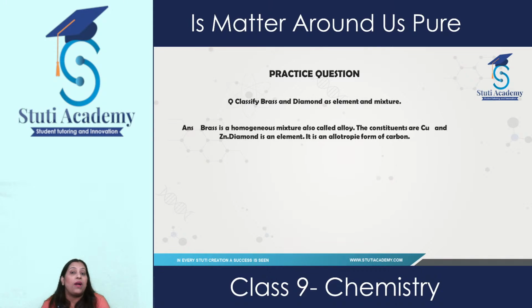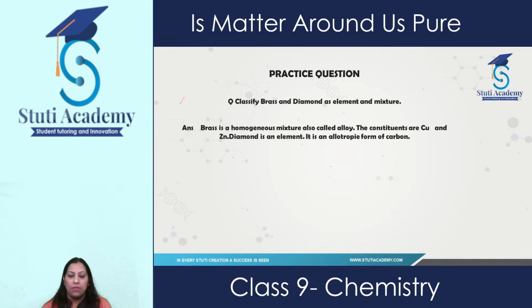And if we talk about diamond, diamond is an allotrope of carbon. So this diamond is an element because it is made up of only carbon atoms. Although it is an allotrope, it's an allotrope of carbon.